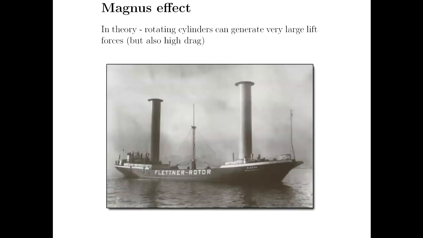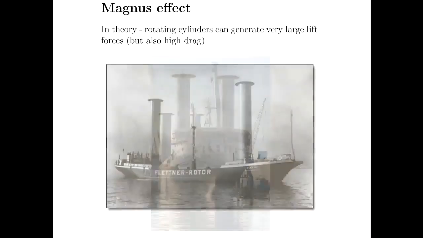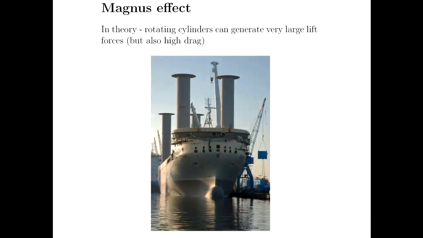Right, so in theory, rotating cylinders can generate very large lift, but a cylinder is a bluff body, right? So you're going to have high drag as well. You can see that they have placed these vertical cylinders on top of these ships to help generate some kind of thrust or forward movement. When you have crosswinds, and if your cylinders are rotating in the correct direction, you can have forward motion. And here's another example where there's 4 of them.